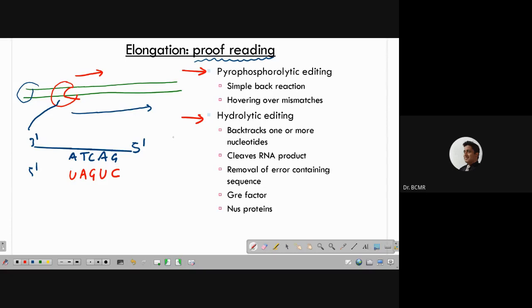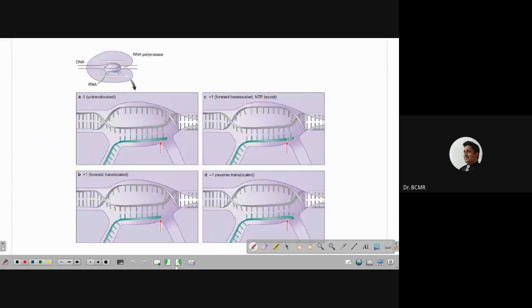The next one is called hydrolytic editing. I think we have a picture. We should be able to describe one of it. This is the backtracking one. Just move back by one and then remove that part. The RNA polymerase has moved one step forward, and then there is a cut.